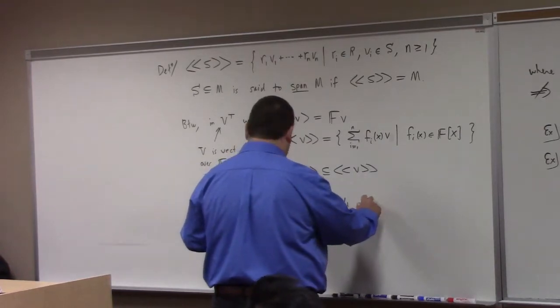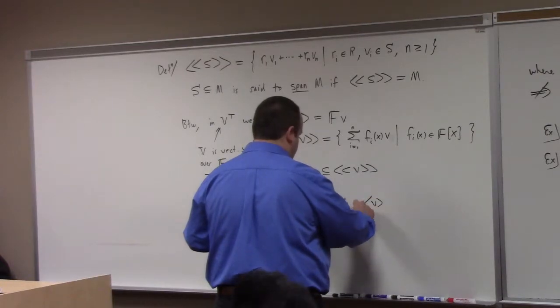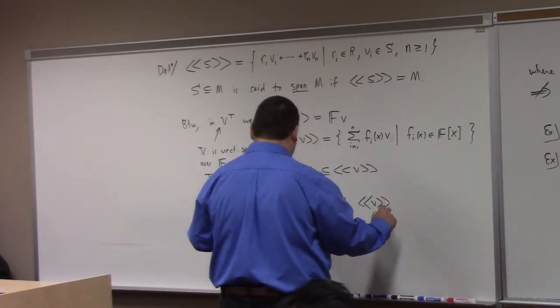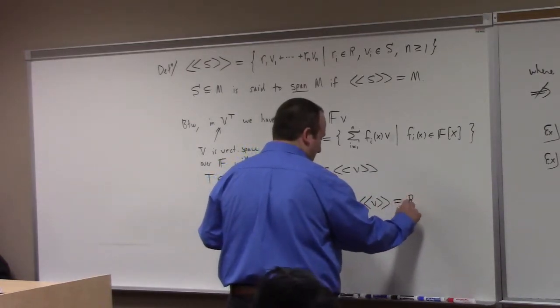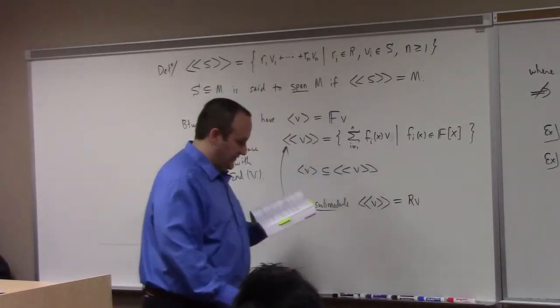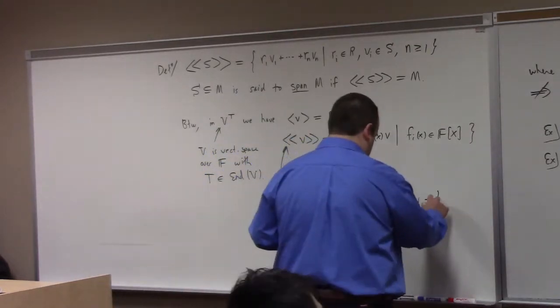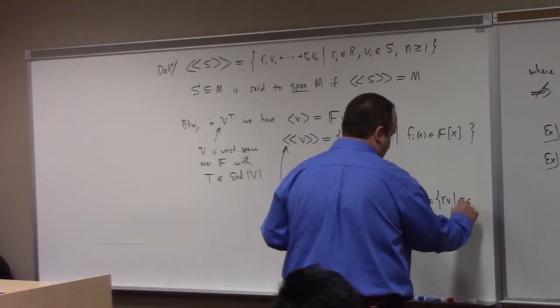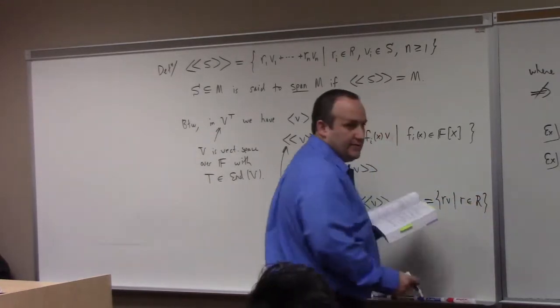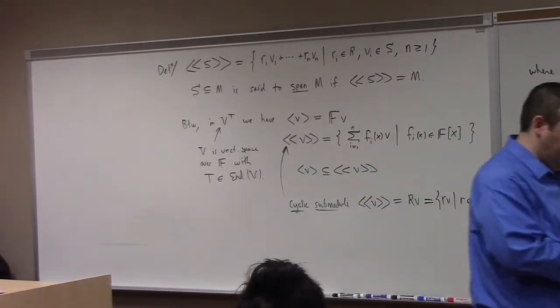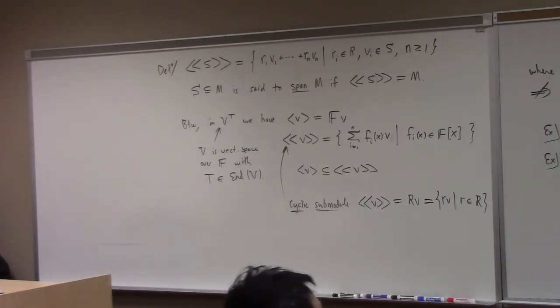We can also write this like this. In this special case, with just a singleton, it's also Rv, which is Rv such that r is in R. But remember, the ring here could be kind of fun stuff, like all polynomials over a field, for example. All right, so we know what finitely generated means.